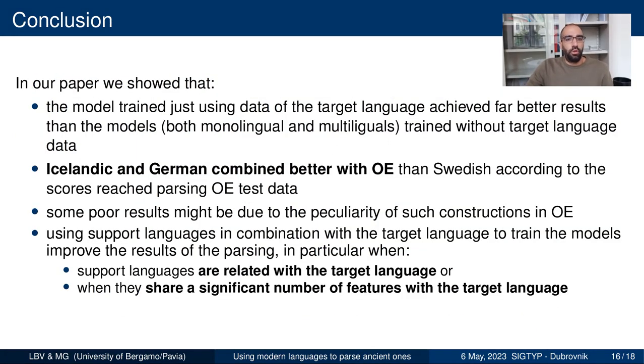To conclude, in our paper we show that the model trained just using data of the target language achieved far better results than the models trained without seeing target language data, and also that Icelandic and German combined better with Old English than Swedish according to the scores reached parsing Old English test data. This was expected, as we mentioned earlier, and also we show that some poor results might be due to the peculiarity of such constructions in Old English.